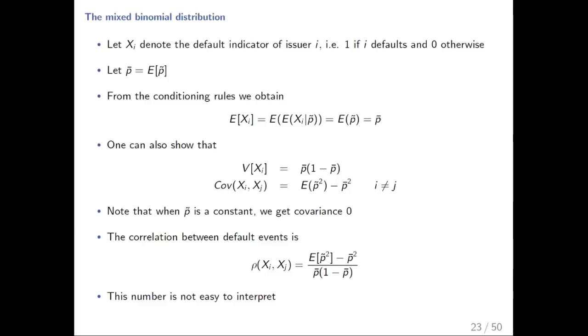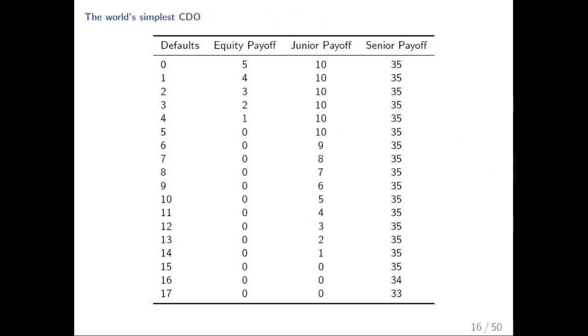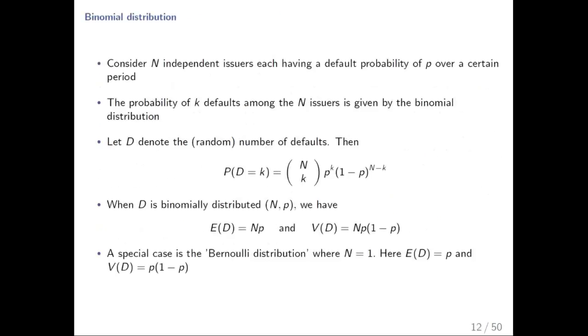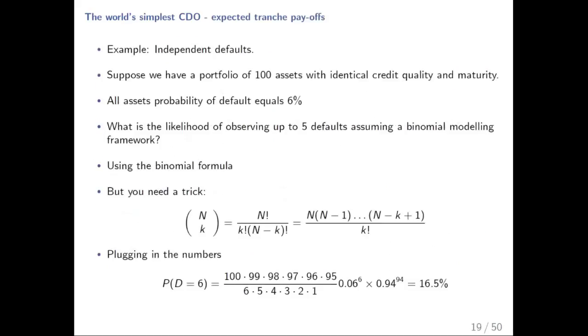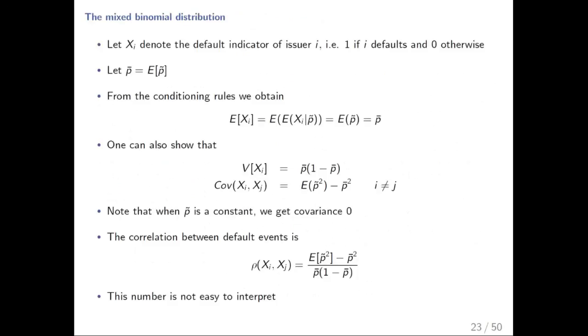which generalizes the Bernoulli result, that the variance of a Bernoulli distribution is p times 1 minus p. So it turns out with a mixed binomial formula, it's still nice. It's just equal to p bar times 1 minus p bar. You just need to know the mean of p. You can also show that the covariance between the default on any two entities is equal to this expression here: the expected value of p tilde squared, minus p bar squared.